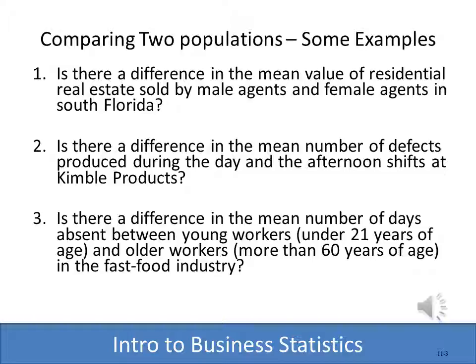Well, here are some reasons that we might want to compare two populations when we're going to be doing a two-sample test. So with the slides that you see here, maybe we're wanting to see if there's a difference between the value of the residential real estate sold by males versus females. Or in a college example, maybe we want to compare the test scores, males versus females. So we're going to be comparing two different samples.